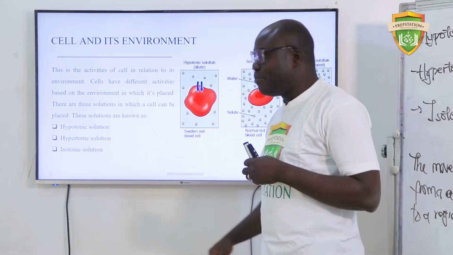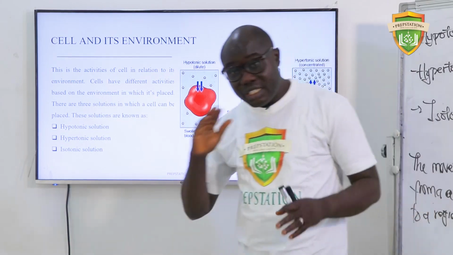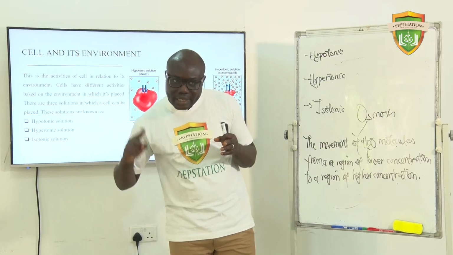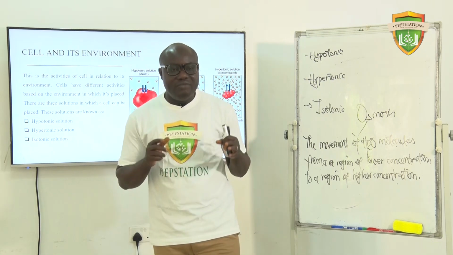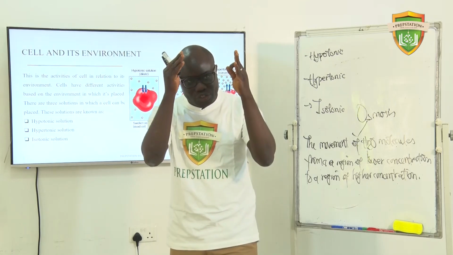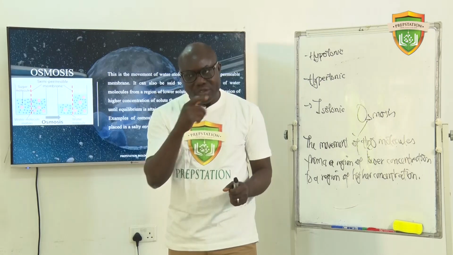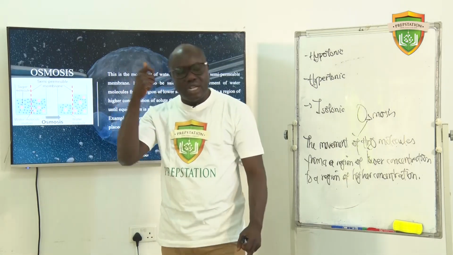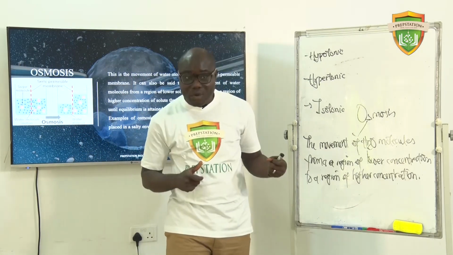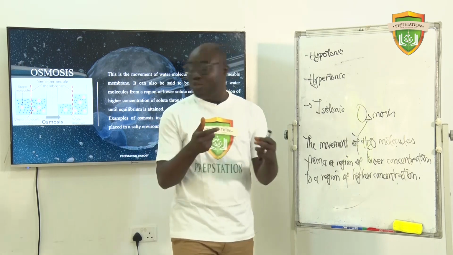Then the next one is hypertonic solution. It is the direct opposite of hypotonic solution, meaning that the cell is placed in an environmental condition that is having what? A higher concentration than the cell. Now let's look at it. Let's go back to what we did the other time. Remember that it was cell that gained water. In this case now, will the cell gain water? No. It's going to lose more water.